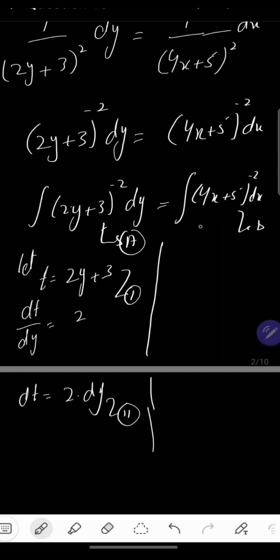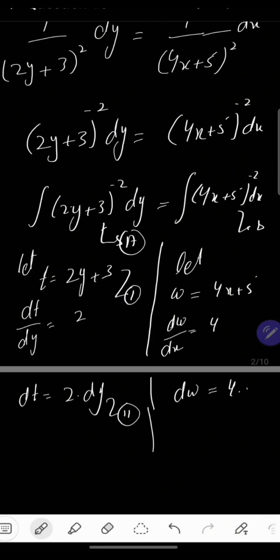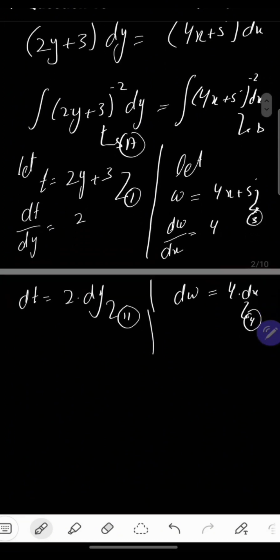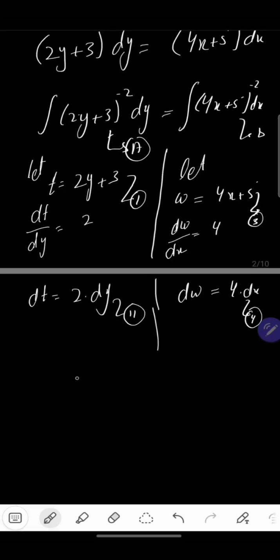Now on the right side, we'll also make a substitution. Let w be a variable equal to 4x plus 5, and the derivative of w with respect to x is just 4. We get dw is equal to 4 dx. Let's call this equation number 3 and this equation number 4. Now replace equations 1 and 2 in term A above in the integration.